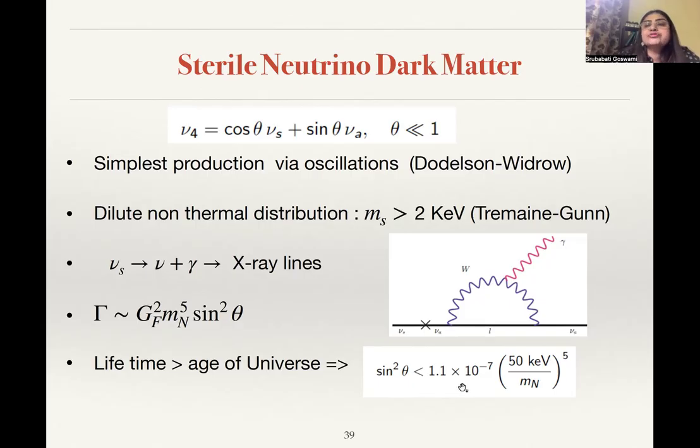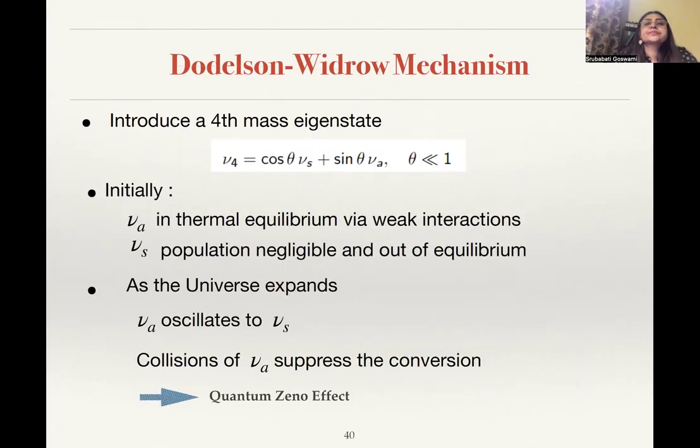So for sterile neutrinos to be a dark matter candidate, their mass has to be greater than 2 keV, and the mixing angle has to be quite small. For instance, for 50 keV, the mixing angle has to be less than 10 to the minus 7. The Dodelson-Widrow mechanism says that initially the active neutrino is in thermal equilibrium via weak interactions, and the sterile neutrino population is negligible and out of equilibrium.